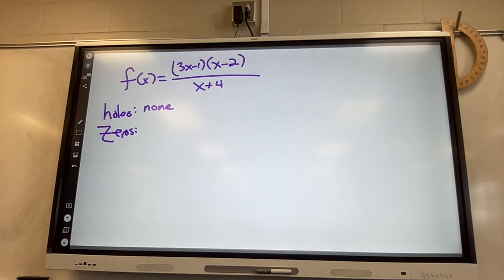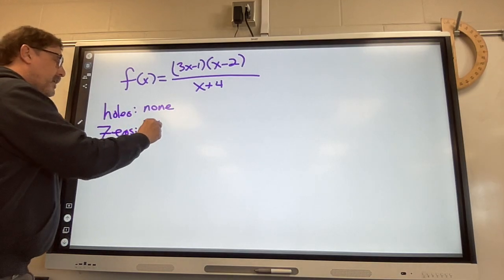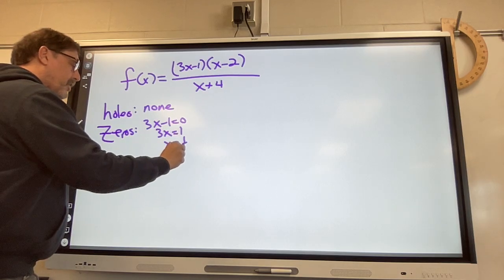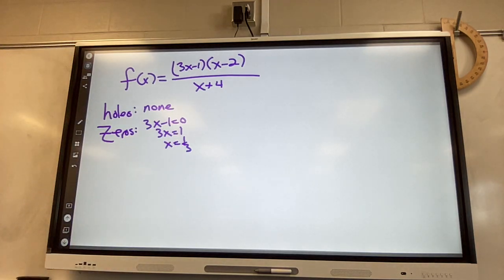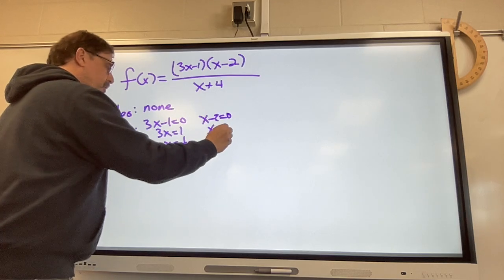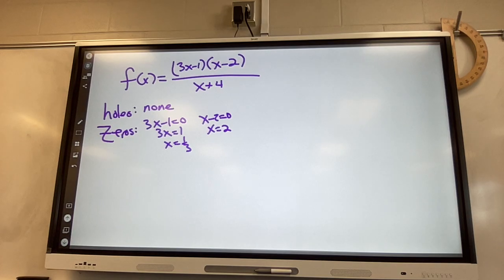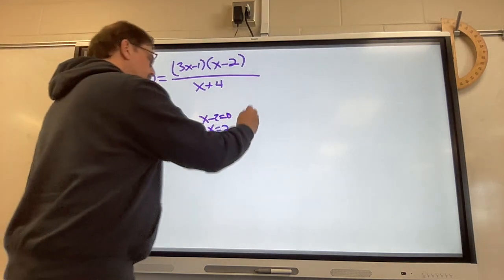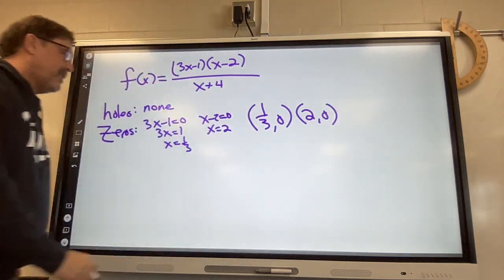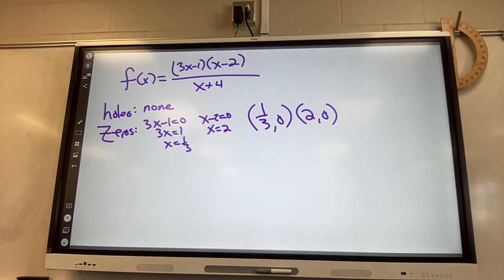So what we have to do now is the following. We have to write 3x minus 1 equals 0. It's like we're doing the big T. X equals 1/3. We write x minus 2 equals 0, like it's the big T. X equals 2. And now we write them as 1/3, comma 0, 2, comma 0. Those are the zeros. That's the work.